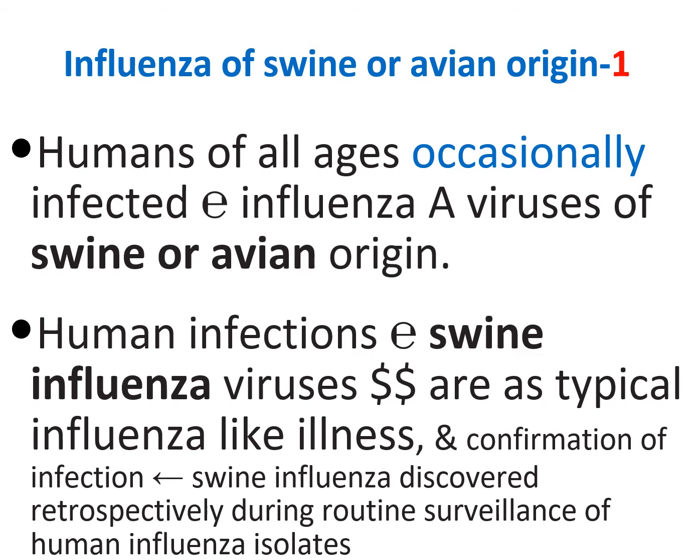Influenza of swine or avian origin. Humans of all ages are occasionally infected with influenza A viruses of swine or avian origin. In human infections with swine influenza viruses, symptoms and signs are as in typical influenza-like illness.